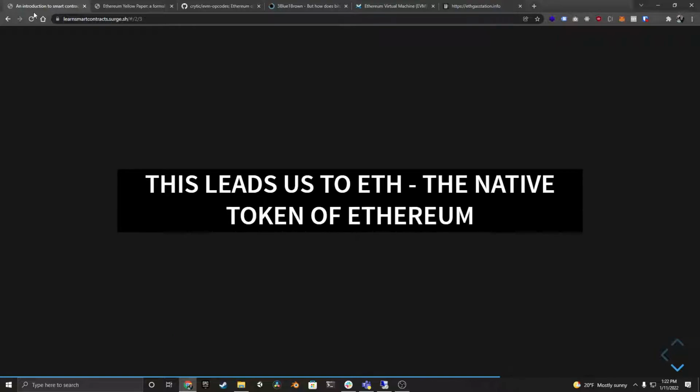And this kind of leads us to ETH, right? I've kind of gone into this already with the idea of ETH being the native currency of Ethereum, and ETH fundamentally is a token that enables us to pay for computation on the network, right?